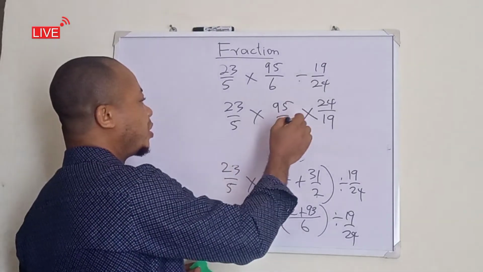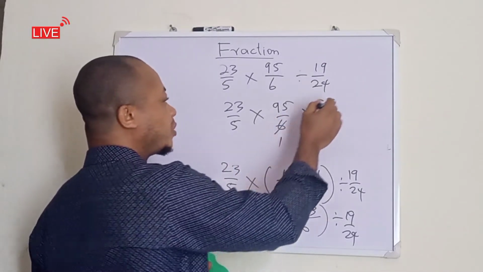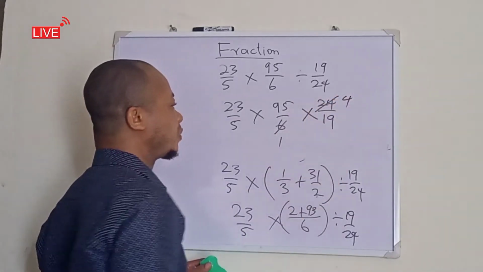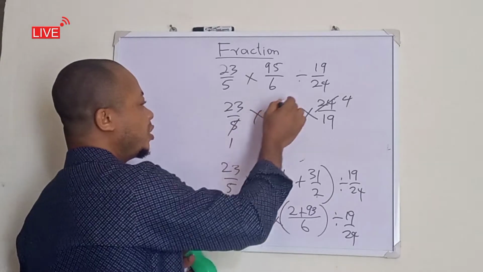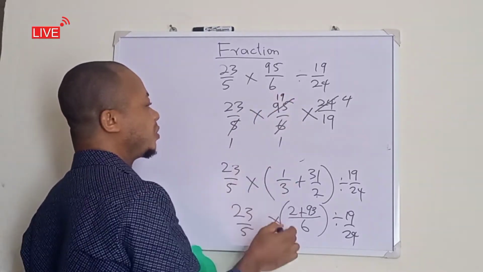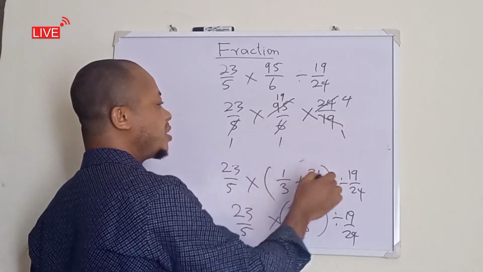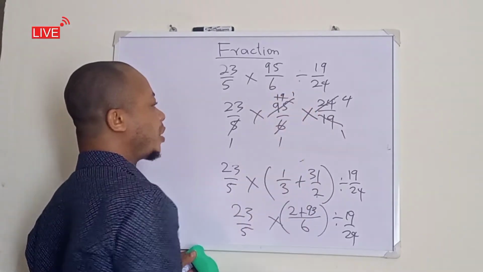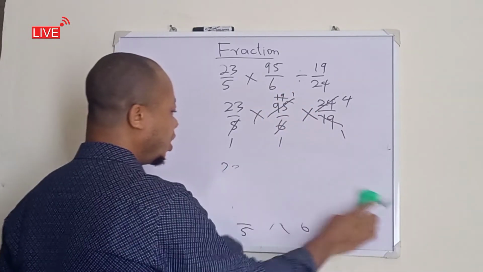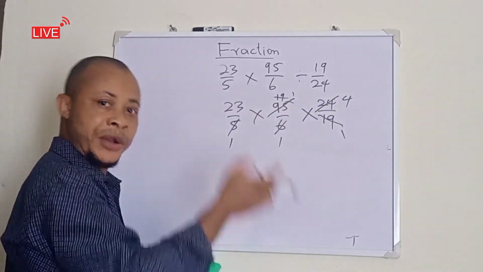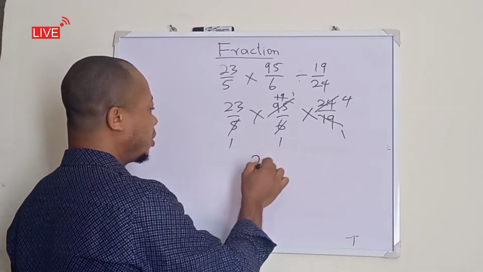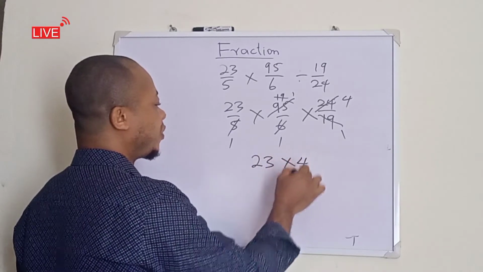Okay, now 6 will divide 6 to give you 1. Divide 24 to give you 4. Alright? Now 5 divides 5 to give you 1. Divide 95 to give you 19. 19 can divide 19 to give 1. Divide this 19 to give you 1. So we are left with only 23 and 4, which cannot divide each other. So you bring down 23 times 4.